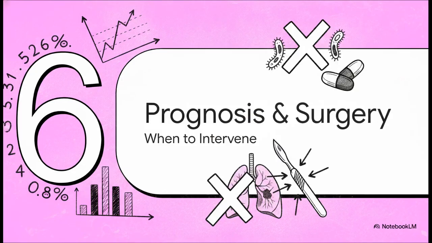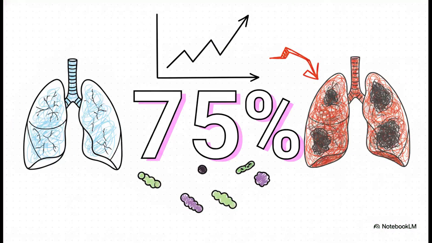And finally, part 6, prognosis and surgical triggers. Let's look at the numbers and the strict clinical triggers that tell you when antibiotics just aren't cutting it anymore and a surgeon needs to step in. The mortality statistics here are pretty stark.